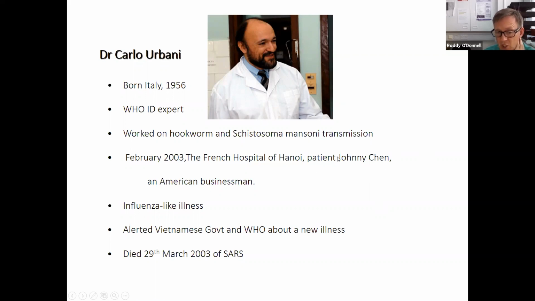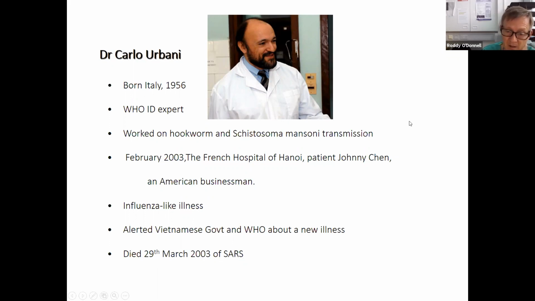look at a patient called Johnny Chen, an American businessman who'd been admitted to hospital and become critically ill with an acute respiratory illness that looked like influenza. But with his World Health Organization ID hat on, he was able to recognize this was a new phenomenon associated with the coronavirus. And he alerted the Vietnamese government and the World Health Organization. Sadly, he caught the virus, the coronavirus, from Johnny Chen, and was hospitalized and subsequently died, but not before he had warned the world that SARS was coming in March 2003.